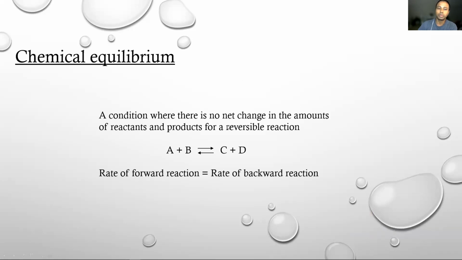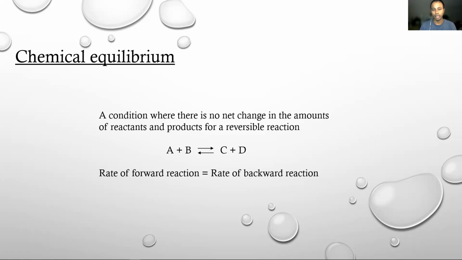So chemical equilibrium is a condition where there is no net change in the amounts of reactants or the products for a reversible reaction. And what that actually means is that the rate of the forward reaction is equal to the rate of the backward reaction. And that is valid for a reversible reaction.